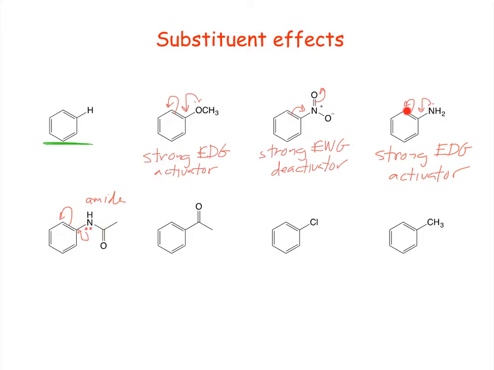So if this is an electron donating group, let's compare this amide with aniline up here. Which one of those, the one on the left or the one on the right, do you think is a stronger electron donating group? How many people think that this amide is a stronger donating group? Raise your hand. One. Two. How many people think the aniline is a stronger donating group? Okay, more people are voting for that. Why do you think that aniline's a stronger donating group?